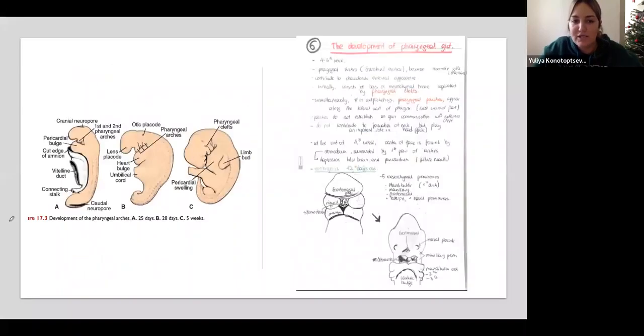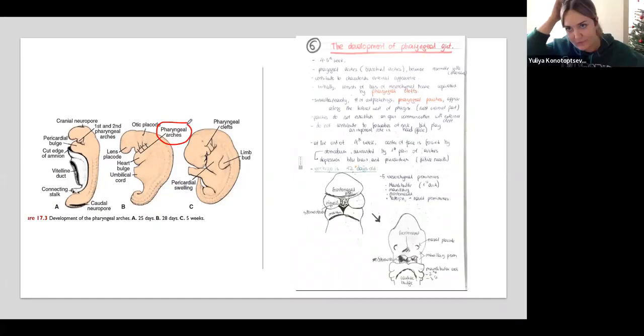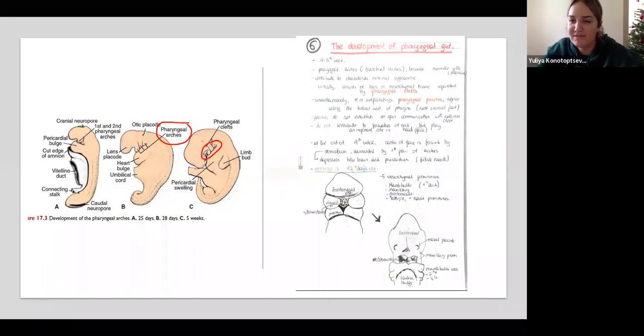The pharyngeal gut tube consists of pharyngeal arches, right? So if we have to show it, how does the pharyngeal gut tube look like? It looks like a bunch of pharyngeal arches. And if you take a look at these pharyngeal arches, they look like gills. You know, fishes, they have gills through which they are able to breathe underwater, right? So these pharyngeal arches of the pharyngeal gut tube, they look like gills.